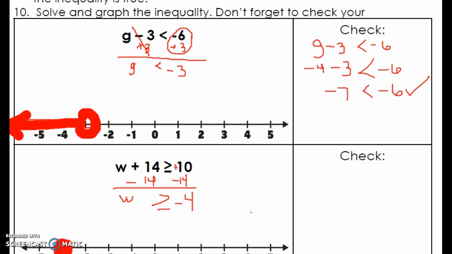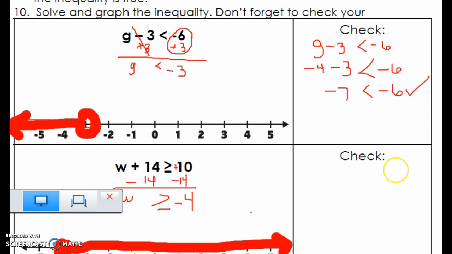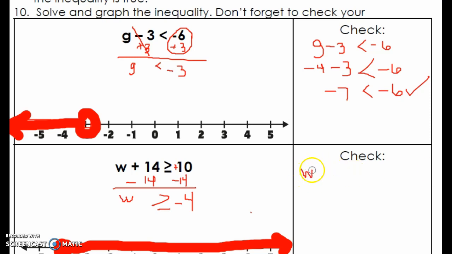But this time, W is all of the numbers greater than this, so it's going to go to the right. Like this. Now, let me get the thinner marker. To do our check, we're going to rewrite the original. W plus 14 is greater than or equal to 10.